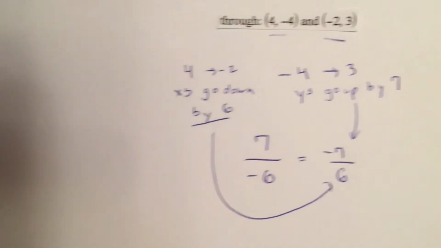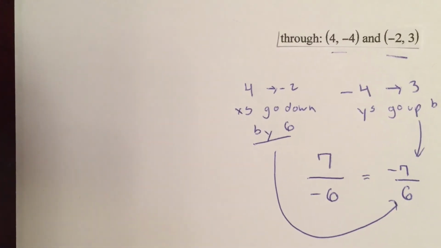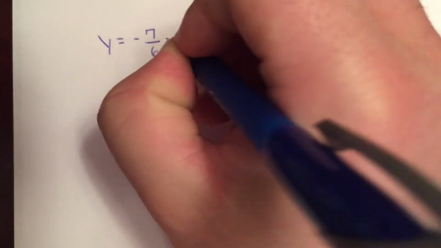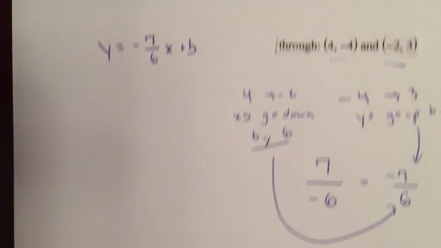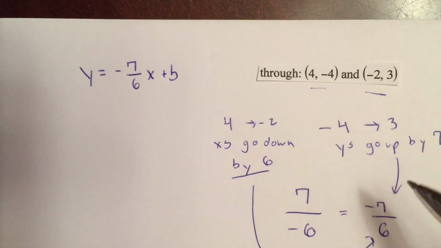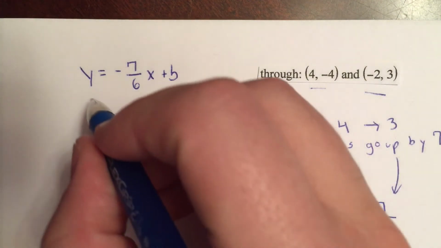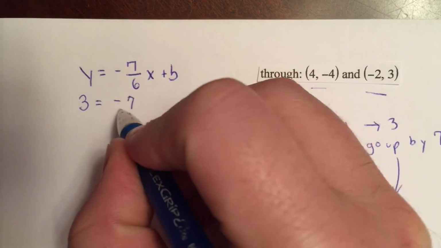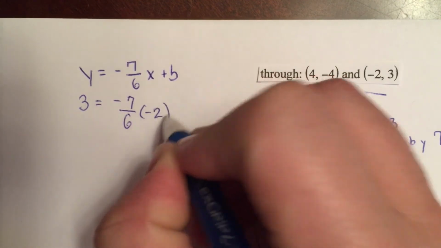Now we're going to use this information to find the equation of the line. The slope here is -7 over 6, but we don't know what our y-intercept is. We're going to use this slope to find the y-intercept. We have an x and a y on both of these points, and it doesn't matter which one we plug in. I'm going to pick this one. So I plug in 3 for y and -2 for x.